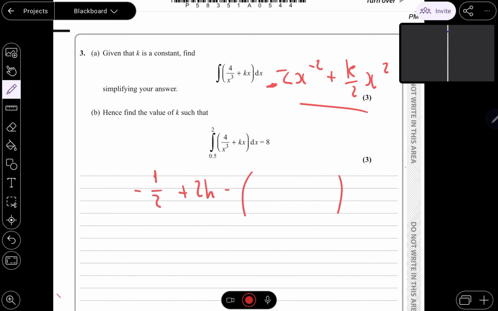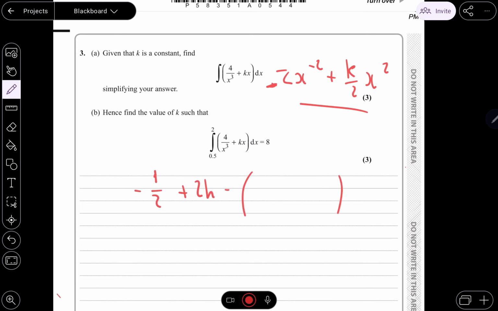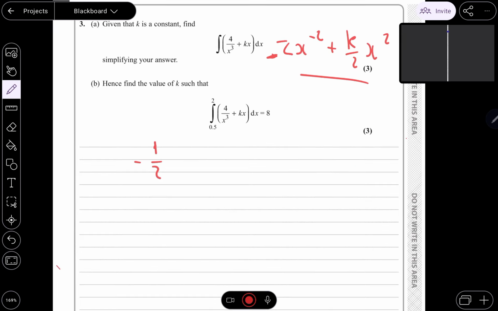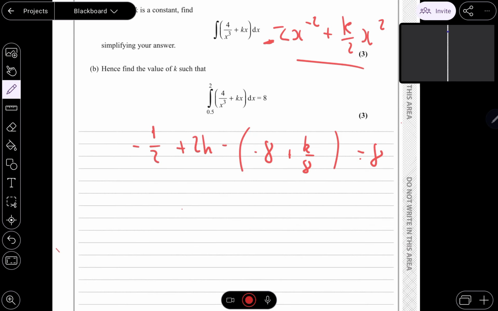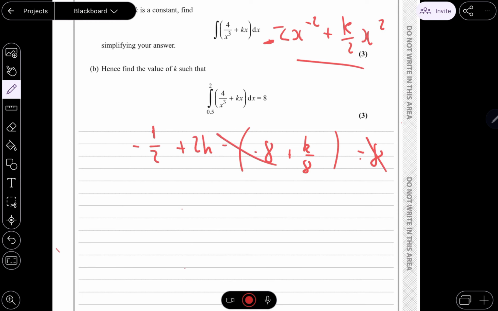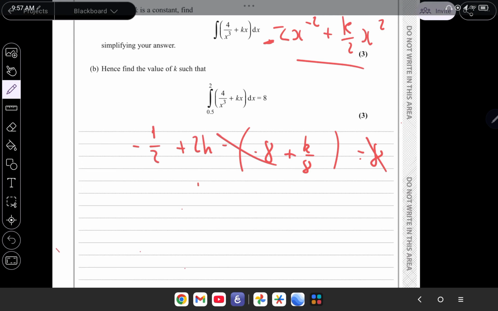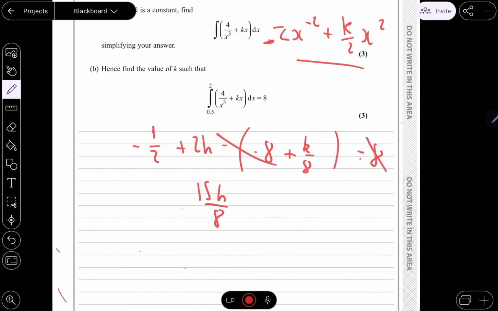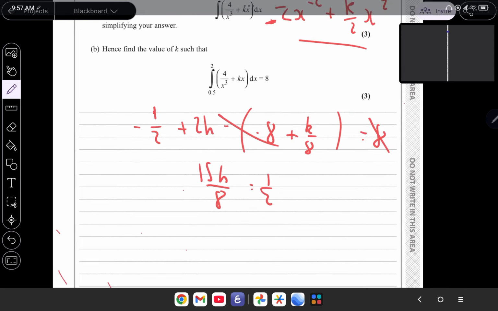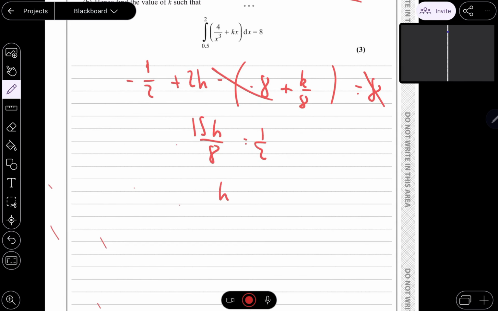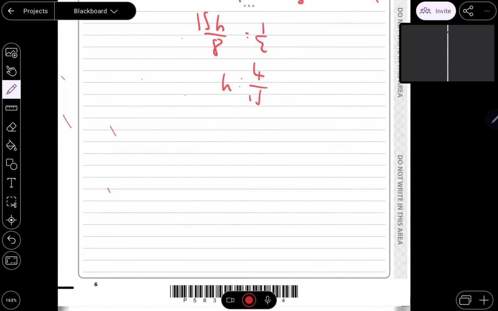And now we're going to take away what happens when we put in a half. Now, when we put in a half, half to the minus 2 is 4, so that's going to be a minus 8. And a half squared is a quarter, so that's going to be k over 8. Apparently that equals 8. So okay, we've got some minusing going on. So this 8 cancels with that one. So we get 2k plus k, minus k over 8, which is, I guess, 15k over 8 equals a half. Is this really right? I doubt it. So k is 4/15. I don't know, it's probably wrong.